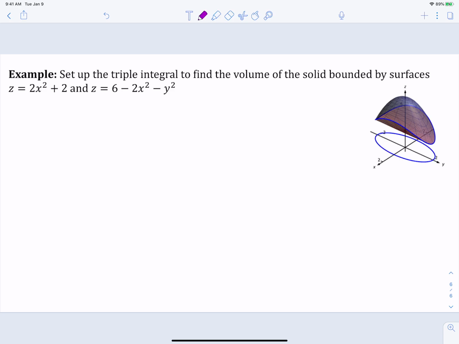So we've got two surfaces. This top surface right here is z equals 6 minus 2x squared minus y squared. That's going to be an upside down paraboloid. So that shape should kind of make sense. And the one underneath is x squared plus 2, and that's going to be a paraboloid that opens up. Again, that should make sense in terms of what we know about graphs in 3D.